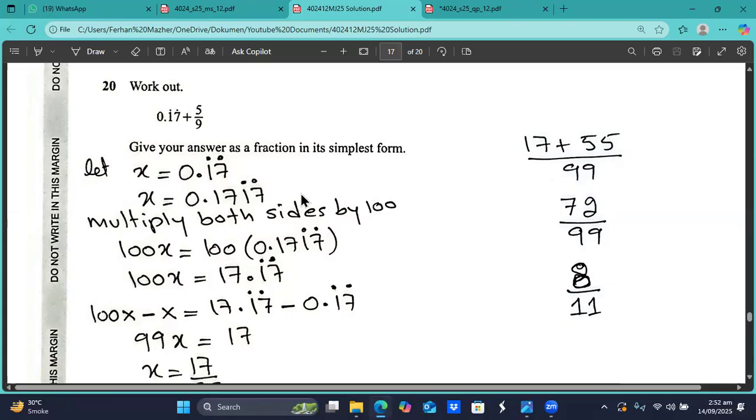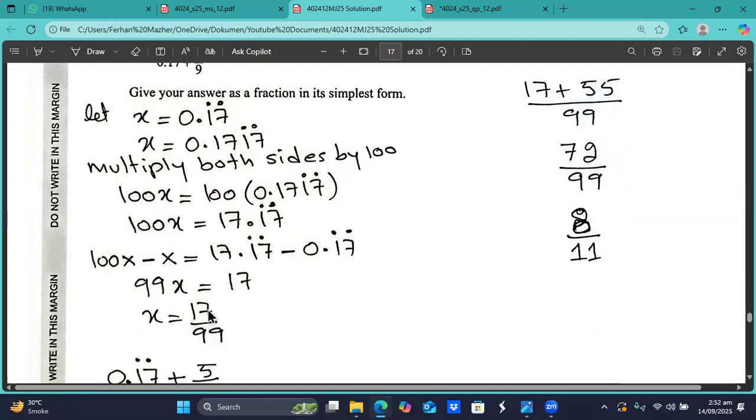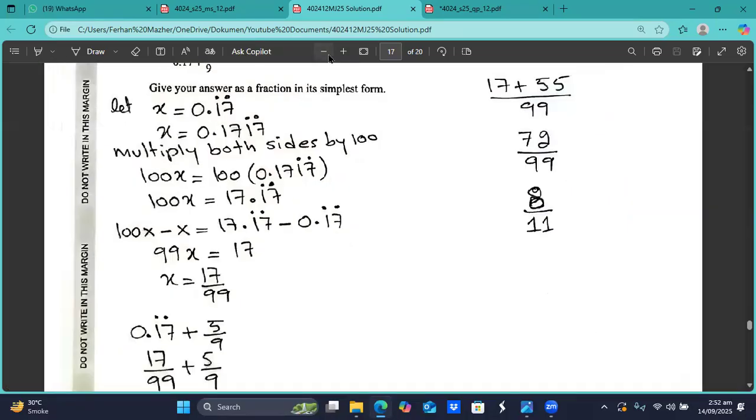This dot dot means that this will repeat. Multiply both sides by 100. So when you multiply both sides with the 100, you get 100x, and this decimal will come here. Okay, 17.17 dot dot on. So from this, subtract this first one. So you will have 100x minus x, and from the right side, subtract the right side. So this and this is gone. So you're left with only 17 here, 99x, x is equal to 17 by 99.